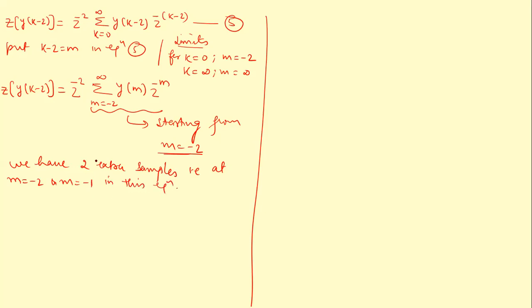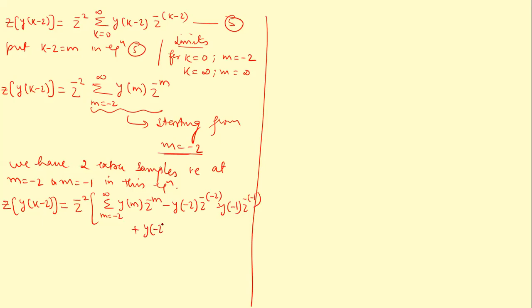Now what we will do, we will subtract these two samples from the given summation. So the z transform of y(k-2) is equal to z inverse square times the summation m is equal to minus 2 to infinity of y(m) z raised to the power minus m. So we'll subtract the sample at y(-2) z^2, and we'll subtract y(-1) z^1 also. But we will add these two samples also here, so that the equation remains unchanged. So plus y(-2) z^2 plus y(-1) z^1. So this is how we will do.